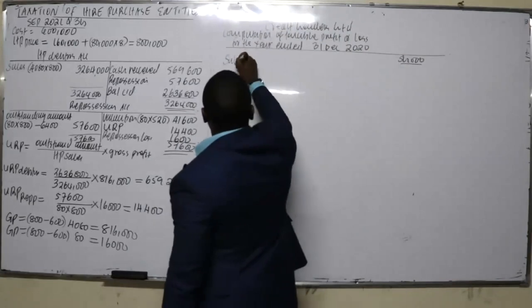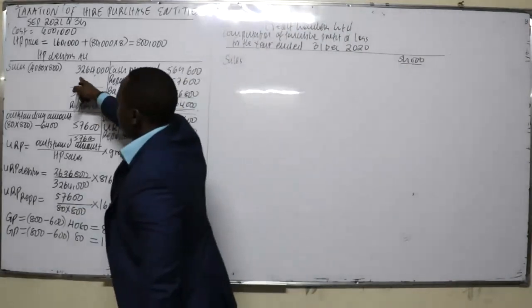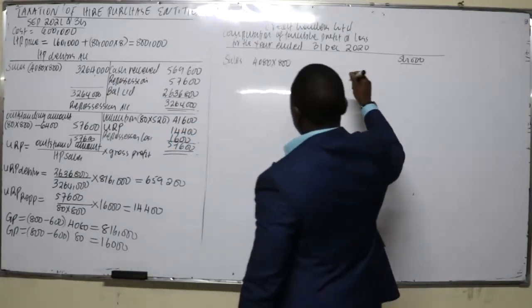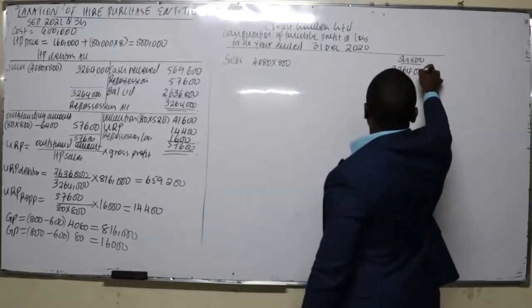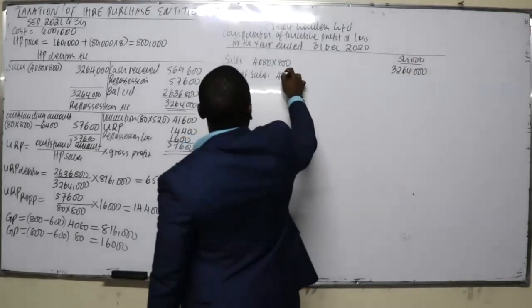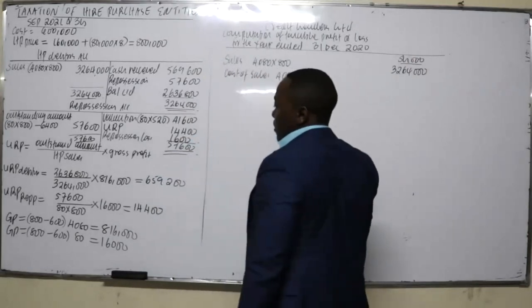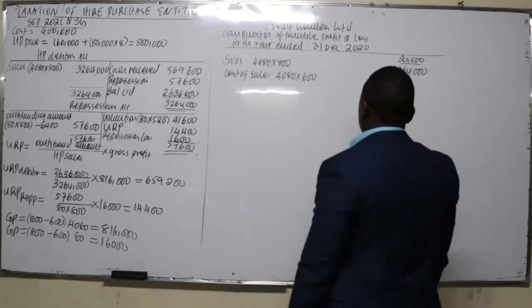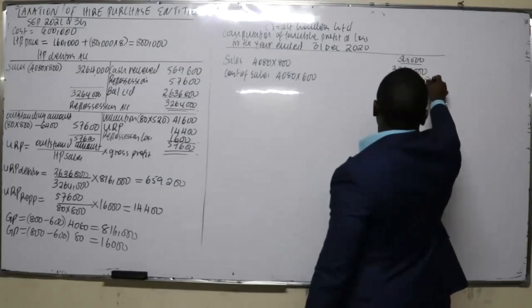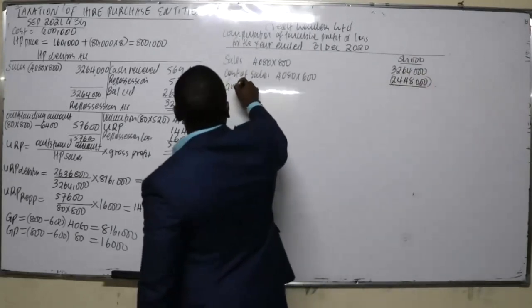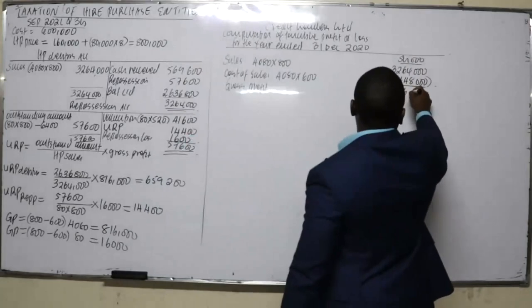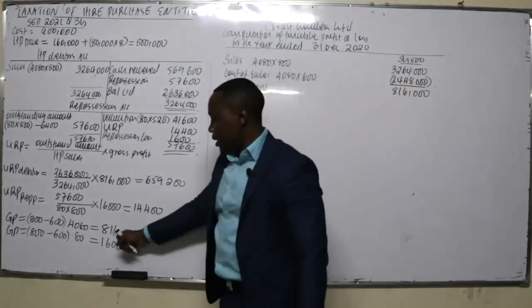So start with the sales. You already have the sales. We sold 80 machines, each at 800. We got 3,264,000. Then you raise the cost of sales. 80 machines, each at a cost of 600. You get an amount of how much? 48,000. That's how we get the gross profit, an amount of 816. Yeah, it's what you had already computed here.